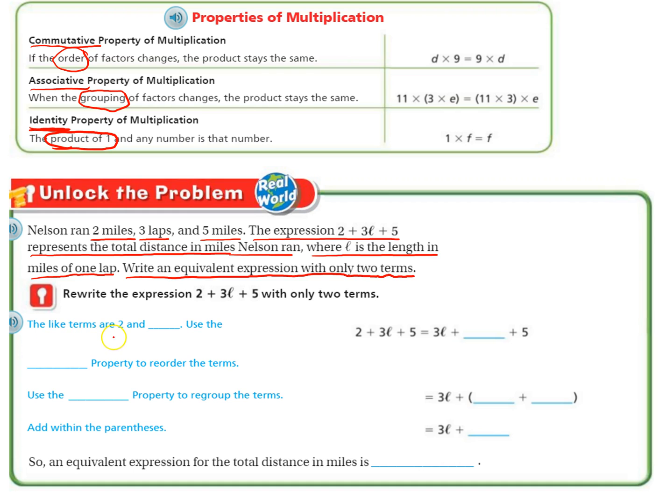Okay, so the like terms in this case, here are our terms. 2 is 1 term, it's separated by an addition sign. 3L is 1 term, and 5 is another term. So L is only attached to this term, so it doesn't have any other like terms. But these 2 terms, 2 and 5, don't have anything attached to them, and they have no exponent, so we can combine those 2. So the like terms are 2 and 5.